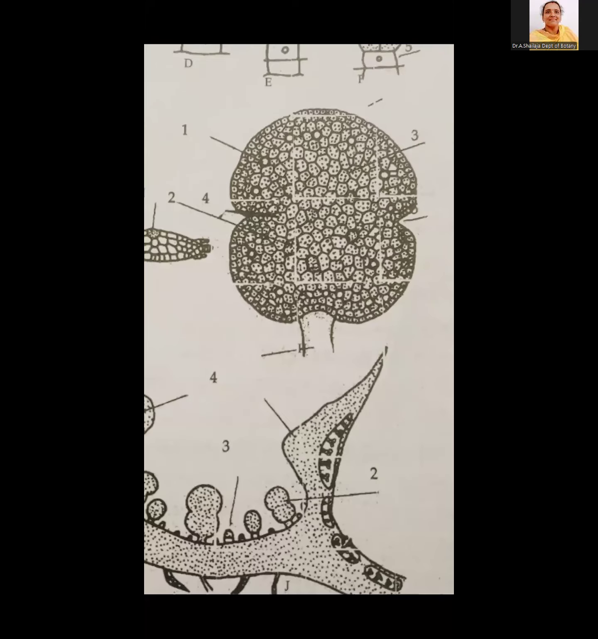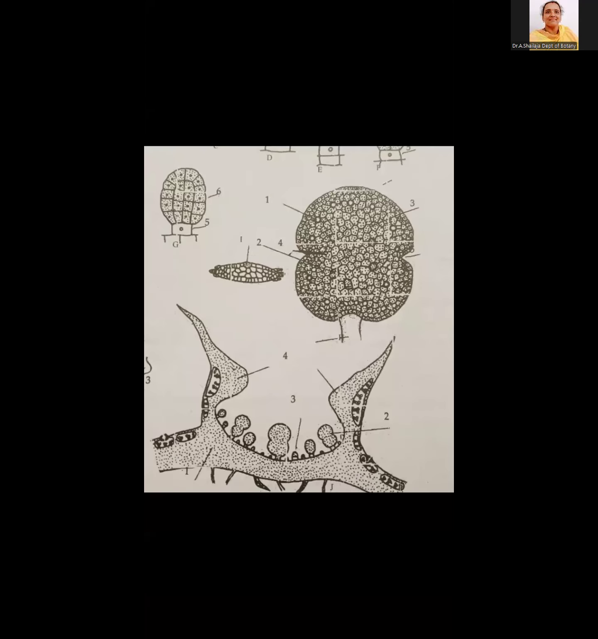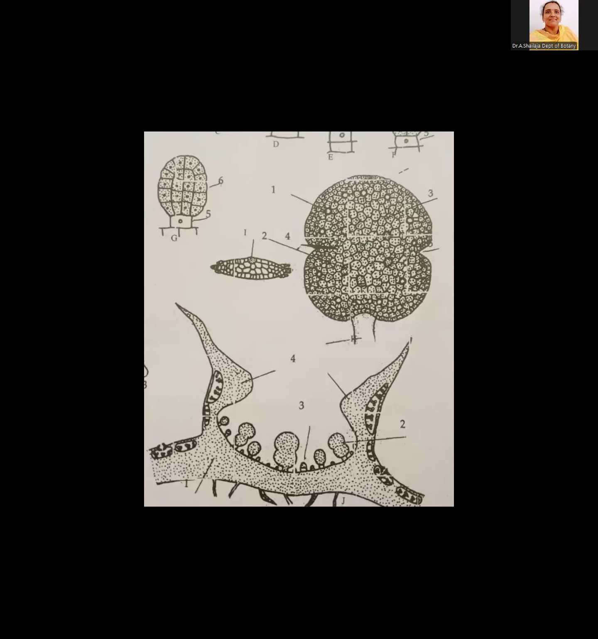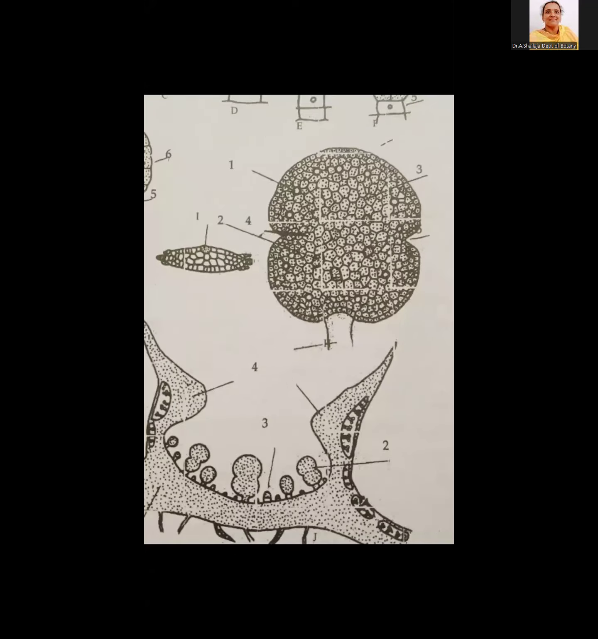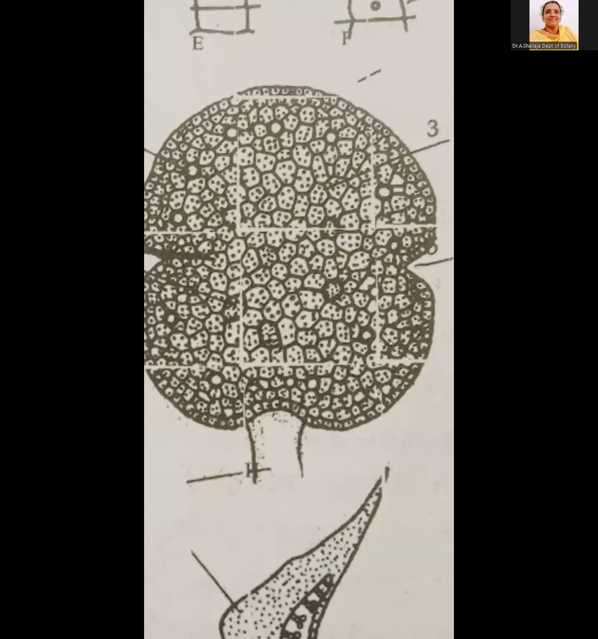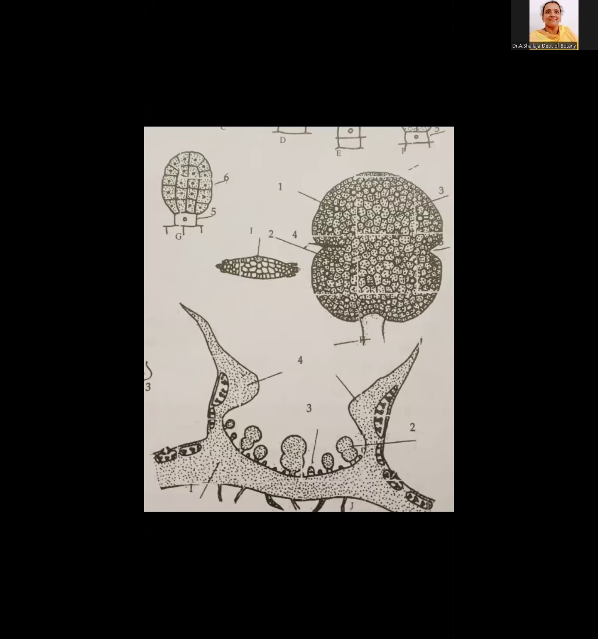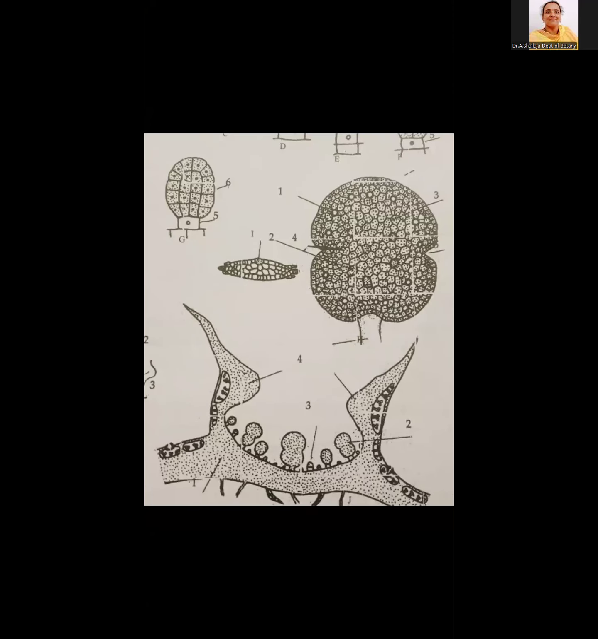So this is the gemma cup. Below the diagram is the gemma cup, and this is the gemma. A few cells possess oil bodies, and some cells from the floor of the gemma cup give rise to mucilage cells. These cells help in the breaking away of the gemma from its stalk and the liberation of the gemma.